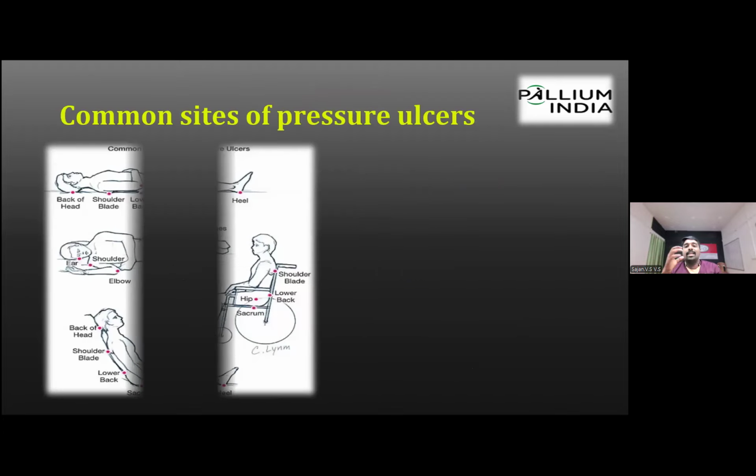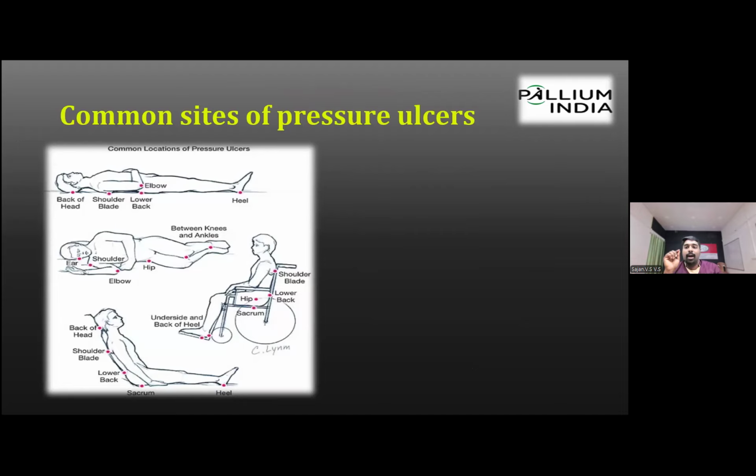What are the common sites of pressure ulcers? In this picture, you can see the red marked portions, which we can call bony prominence areas or more pressure prone areas in various positions. First is the supine position. Second is the lateral position, either left or right. Then the semi-Fowler position, or head elevated state. Then the wheelchair bound or chair bound person. These are the categories of people we take care of, basically in palliative care. In these persons, the red marked portions are the pressure prone areas.